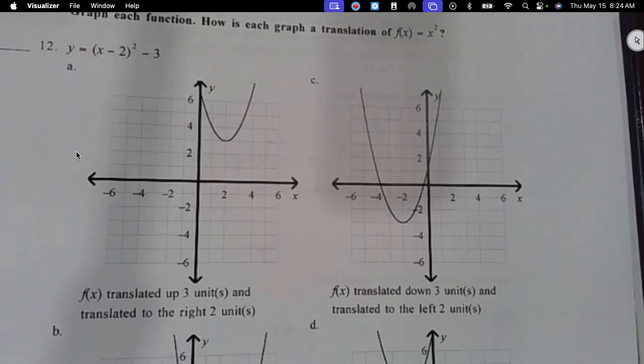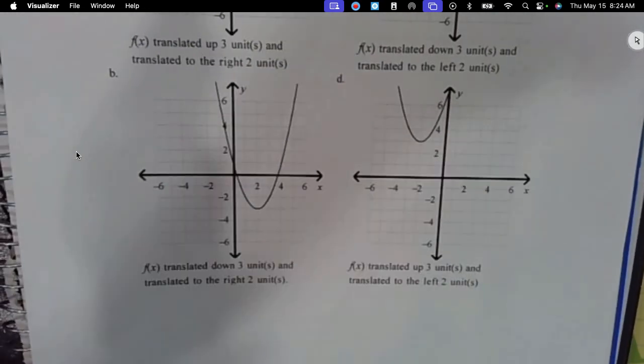Definitely not that one. It went to the right, but it didn't go down. This one went to the left. Does everybody see that? Let me move these up. Where did this one move? To the right 2 and then where? Down 3. That's our answer B. Does everybody understand that?